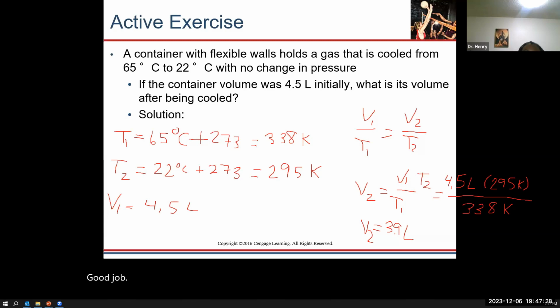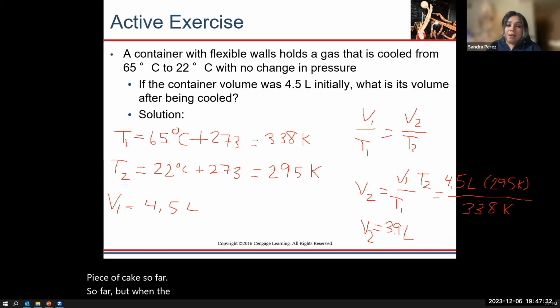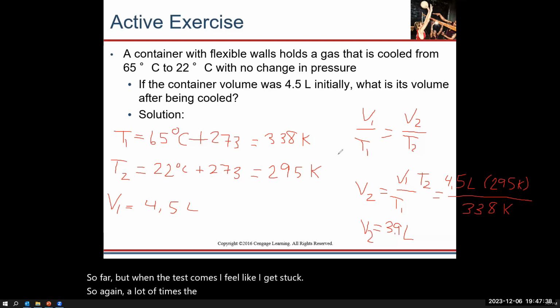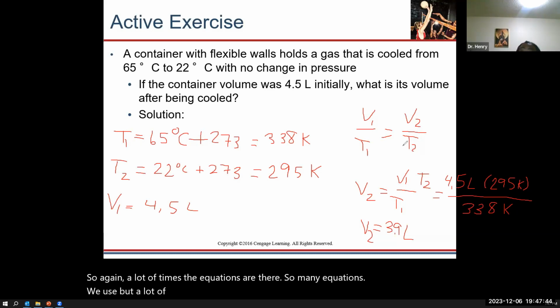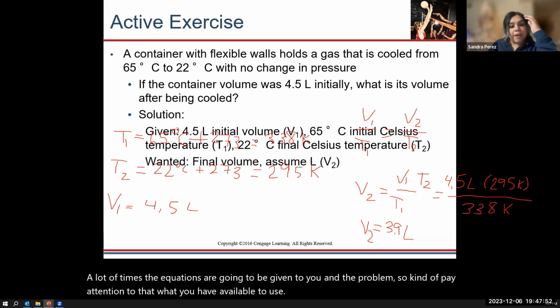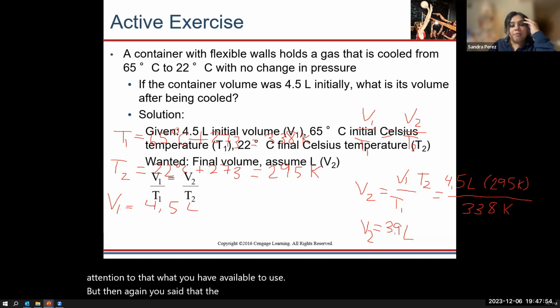Piece of cake so far? So far, but when the test comes, I feel like I get stuck. Yeah, a lot of times that's because there are so many equations we use, that's why we get confused. But a lot of times the equations are going to be given to you in the problem, so pay attention to that and see what you have available to use. But then again, you said that the final has all multiple choice questions, right? That's right.